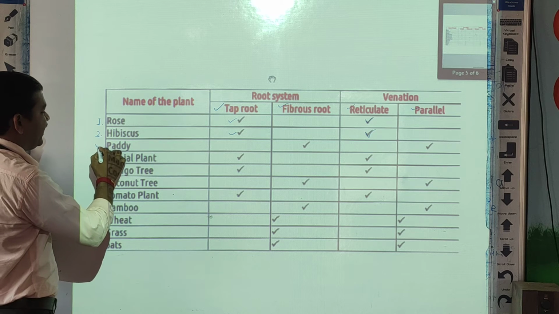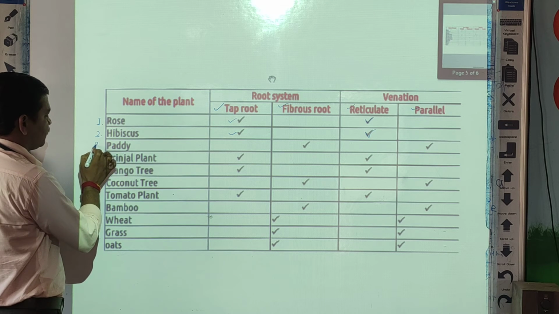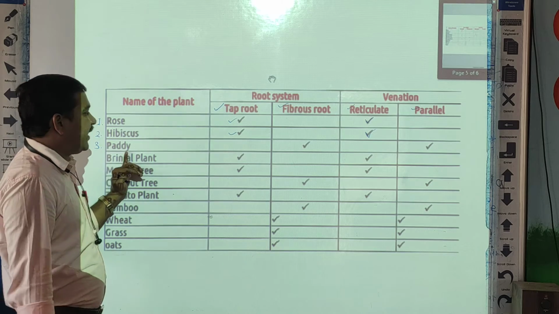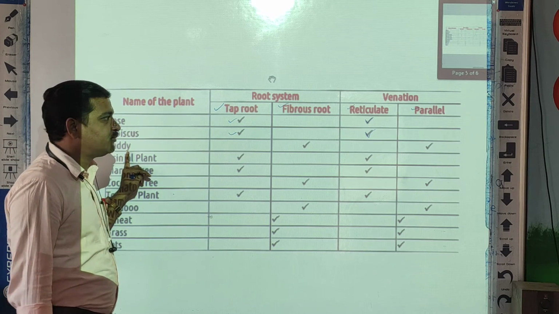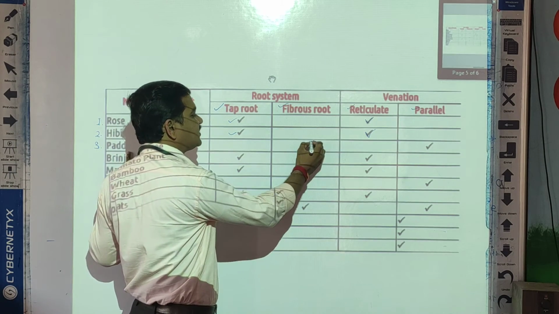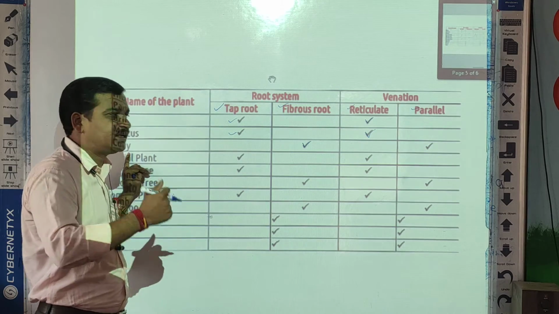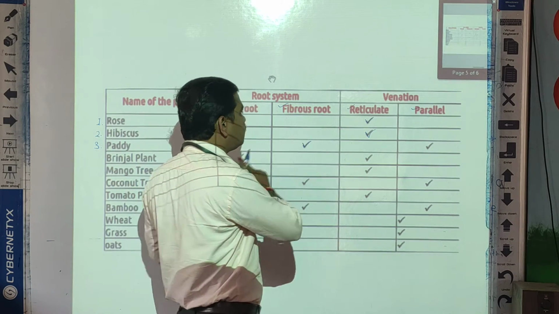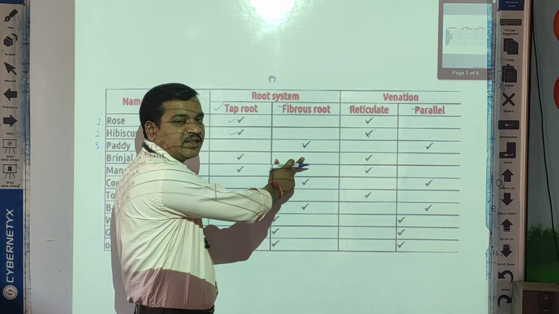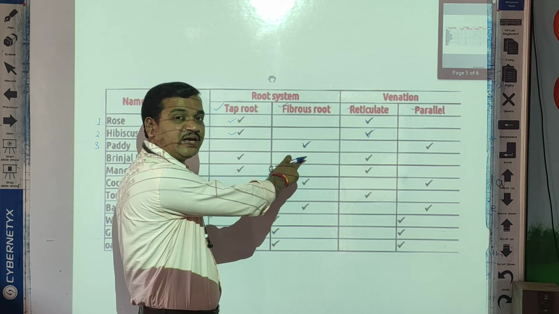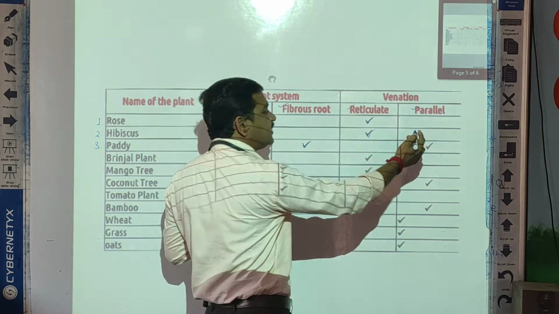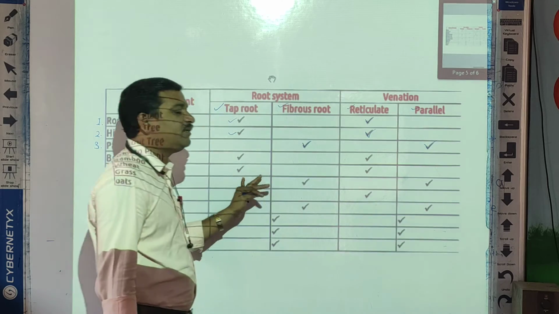Now we will take one more example of the parallel venation, for example paddy, rice. In paddy, what type of root system can we see? Fibrous root system, small fibrous roots you can see. And if the root system is fibrous, then what type of leaf venation can we see? Obviously we can see the parallel leaf venation.